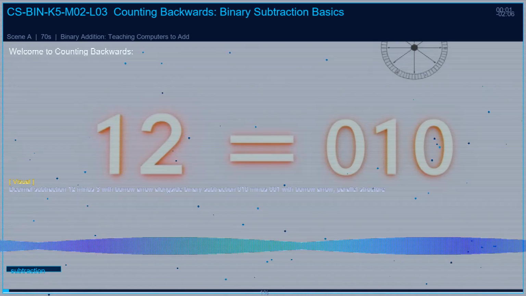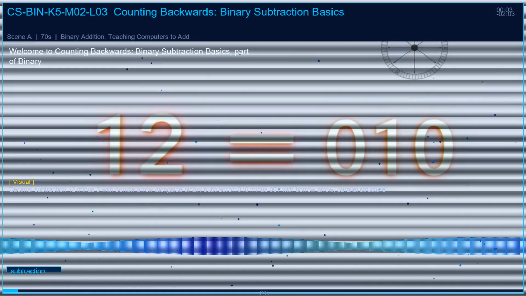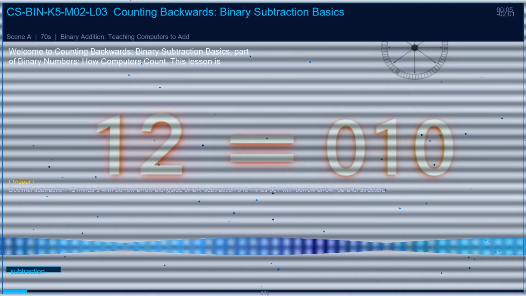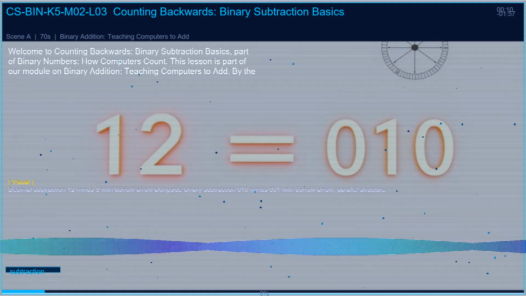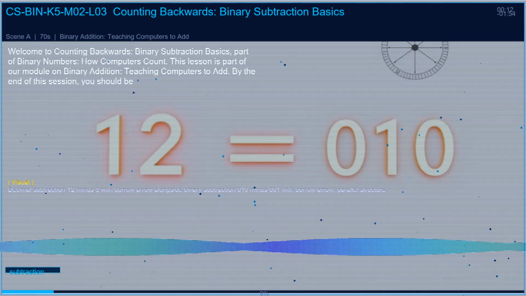Welcome to Counting Backwards, Binary Subtraction Basics, part of Binary Numbers, How Computers Count. This lesson is part of our module on binary addition, teaching computers to add.